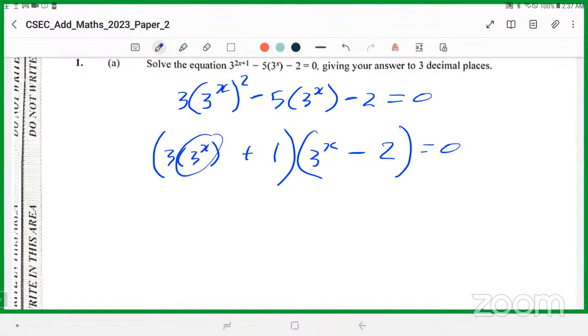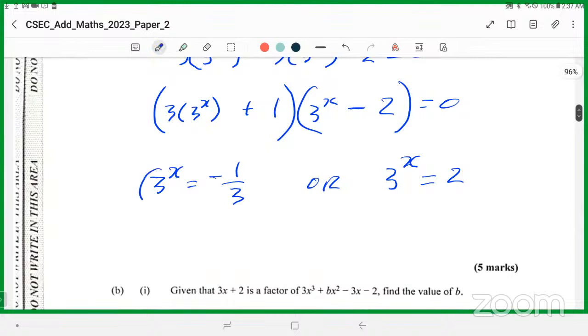Make this my subject. 3 to the x would be negative 1 over 3. Or if this equals 0, then 3 to the x is equal to 2. A positive number raised to a power cannot be negative. So this has no solution. That can be proven because if you want to get x out of the power, we will be taking the log of both sides. Log of this side, log of this side. You cannot find the log of a negative number. So whichever way you look at it, this is not valid. And so we are left only to solve this side.